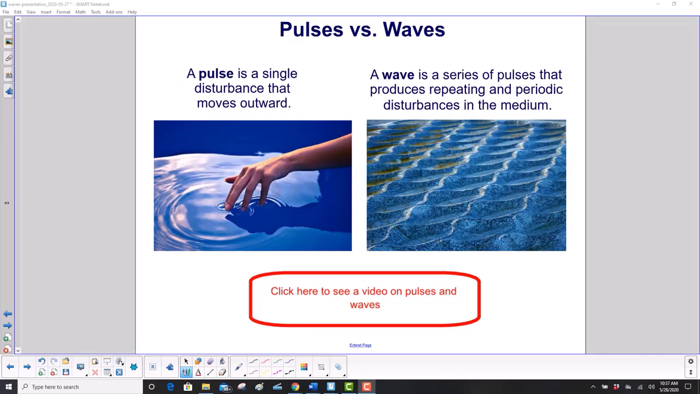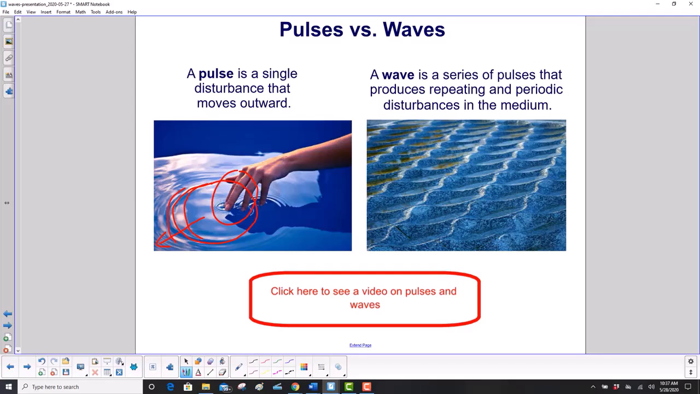Let's distinguish between a pulse and a wave. A pulse is a single disturbance that moves outward. So the person here puts their finger down into the water and pulls it up, and one wave comes out, and that wave is going to keep moving in that direction. A wave is a series of pulses that produces repeating and periodic disturbances in the medium. So here you just have the one pulse going out.